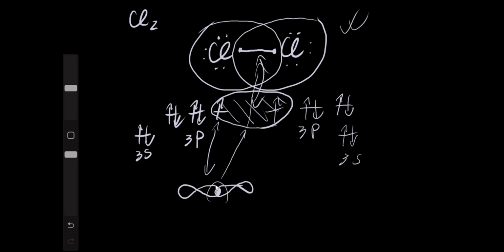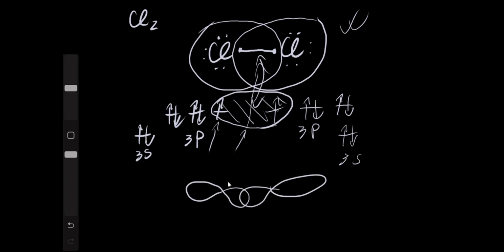We never draw any other stuff here, because let me just wipe this off and try to illustrate something else. Basically we've got one p orbital and another p orbital overlapping.